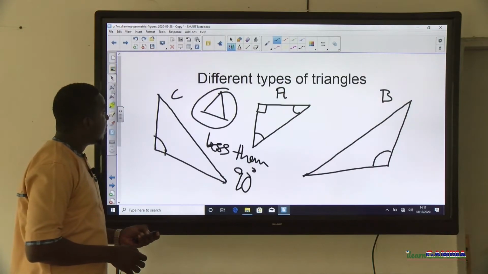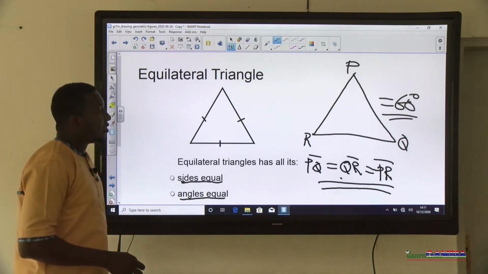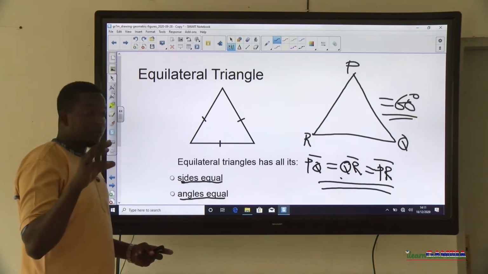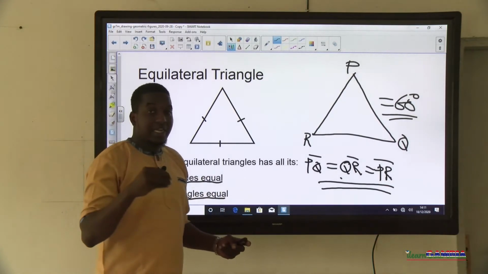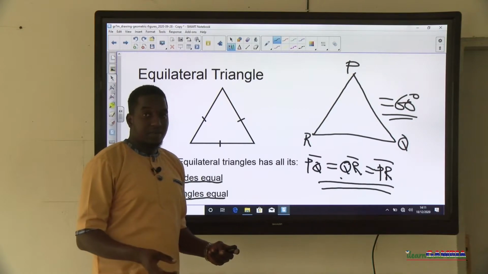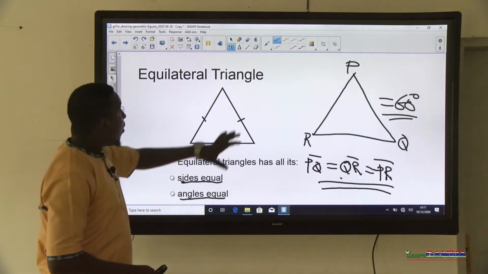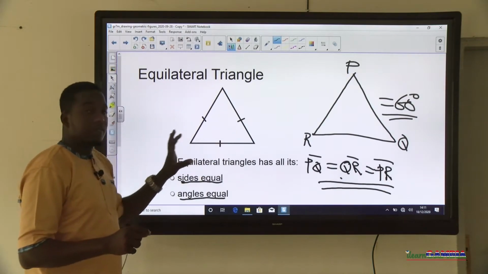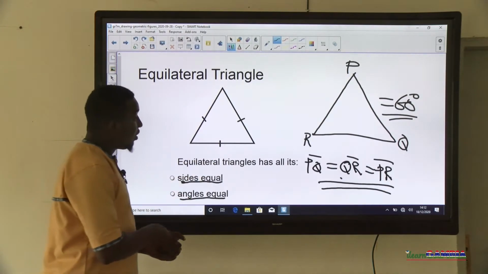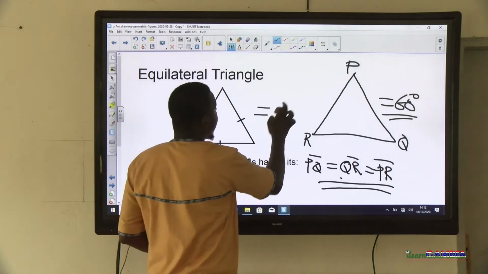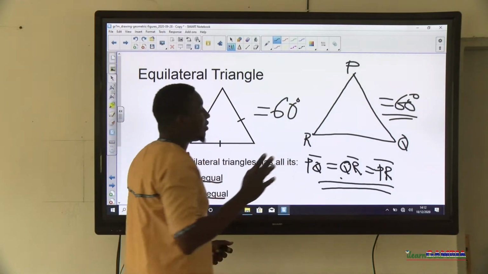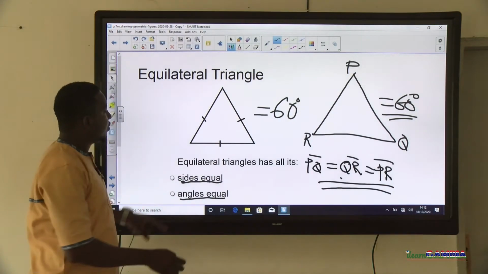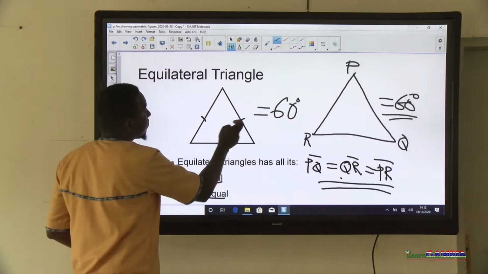I will take you through them, starting from equilateral triangles. We said that for equilateral triangles, there are two properties that we need to see so that they can be identified as equilateral triangles. Such properties are: all the angles must be equal and all the sides must be equal. Also, once you realize that all the angles are equal to 60 degrees, you can conclude that it is an equilateral triangle.